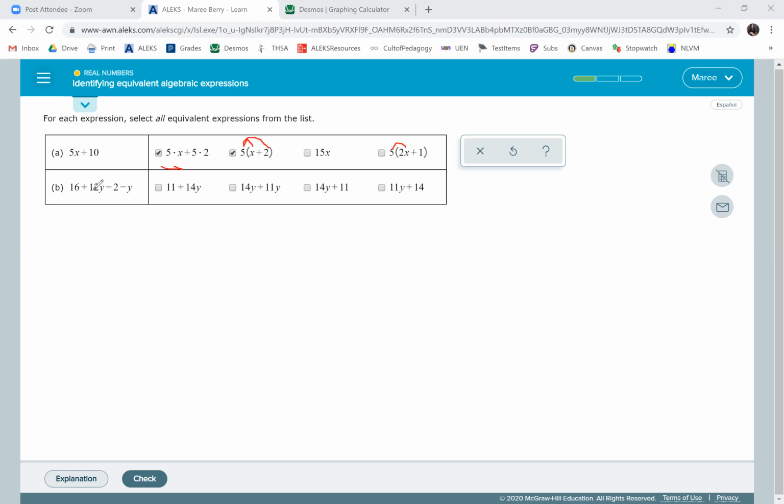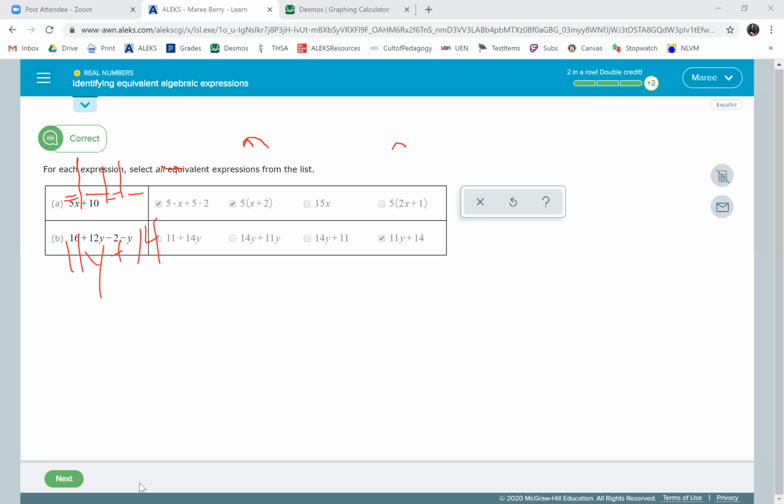Okay, this one's a little bit trickier because let me just draw my lines here. So we have 12y minus y is 11y. And then we're going to do 16 minus 2 is a positive 14. So I need to find one that says 11y plus 14. So that doesn't have a y. That 14 has a y, but this one doesn't. That's not correct. It's this one. So there's really only one answer for the second one, and it's 11y plus 14.